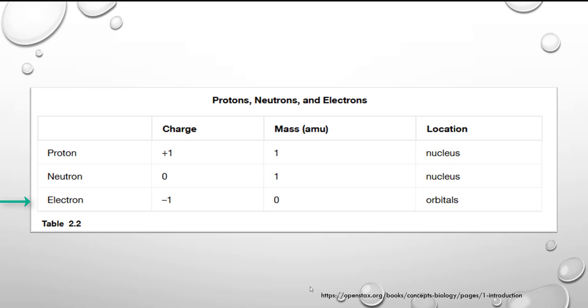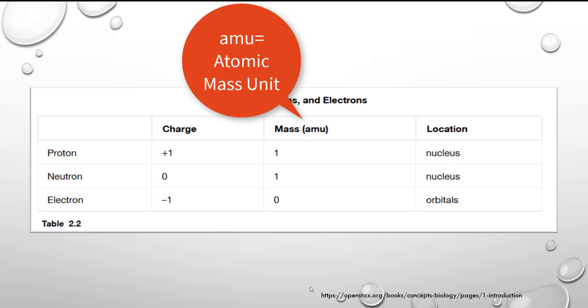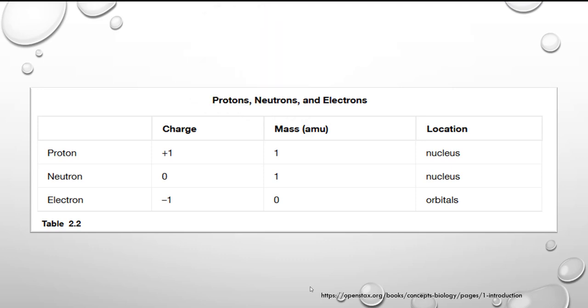Now, as far as the mass is concerned, electrons don't really have mass to them. Their mass is so small it's negligible. And so we quantify protons and neutrons as having one atomic mass unit each. That's what AMU stands for: atomic mass unit. So one proton would have a mass of one atomic mass unit, and two protons would be two atomic mass units. All right.